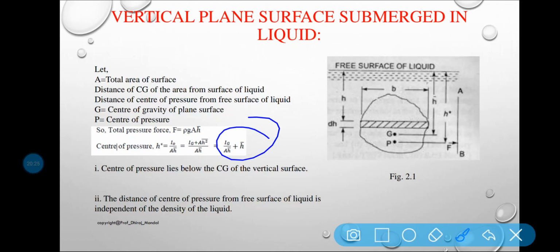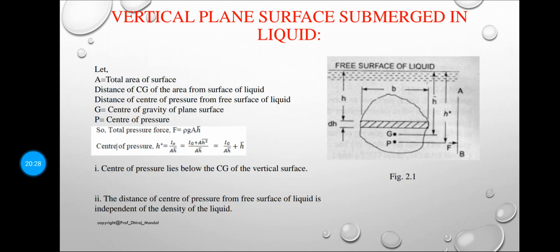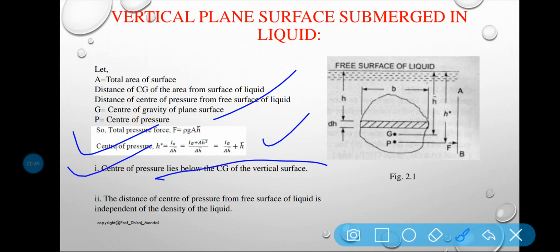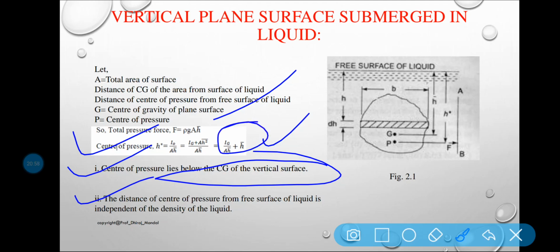So this is your center of pressure. This equation is needed when we will be solving the numerical: F is equal to rho g A H bar and H star is equal to Ig by A H bar plus H bar. This equation is very important. Next, two statements you see. Center of pressure lies between center of gravity and vertical surface. The distance of center of pressure from the free surface of the liquid is independent of the density of the liquid, as you know there is not any application of density here. It is independent of density.